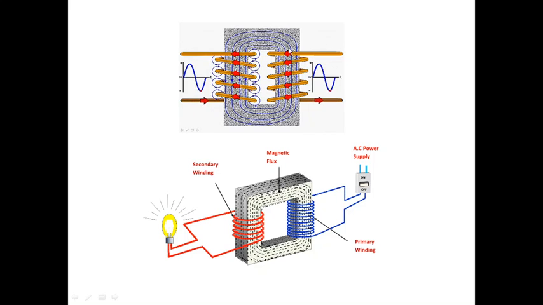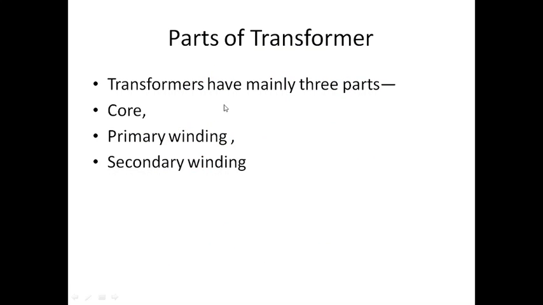So this is the internal flux production. How is the flux produced in the primary, and in the secondary? This is my primary and secondary. Whatever voltage is produced here, the same will be taken outside also. This is the primary as well as the secondary. So the parts of a transformer are the core, the primary winding and the secondary winding.